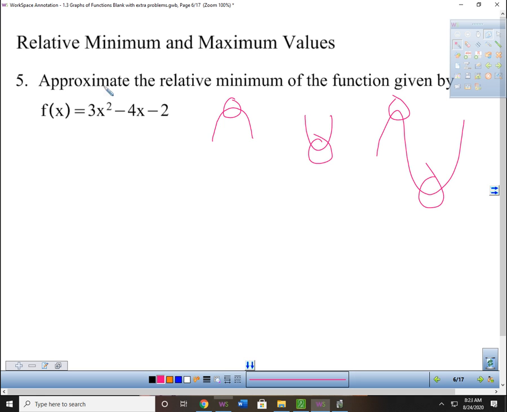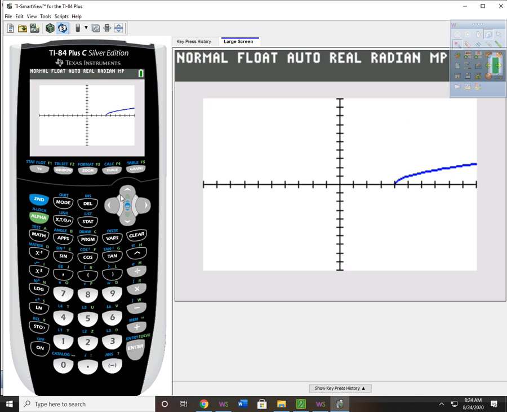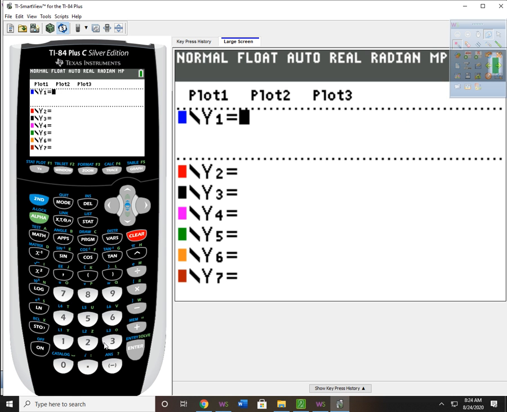But it says approximate, so we're not actually going to come up with it using the formula. We're actually going to graph it and then approximate it by using buttons in the calculator, okay? So it actually makes it really nice. So if you need to write down what the steps are, then you can. All right, so we've got 3x squared minus 4x minus 2. And we'll just go ahead and graph that so we can look at it.